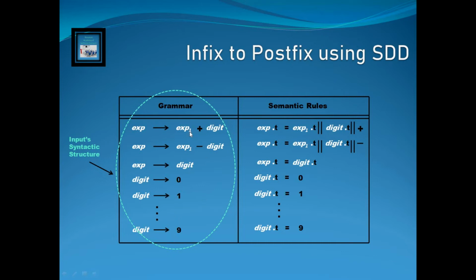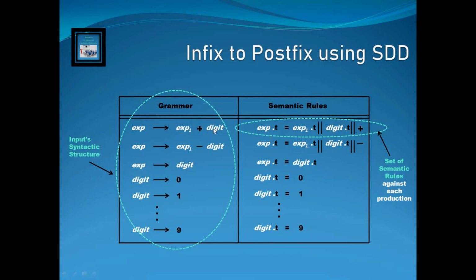Here 1 is written as a subscript of this expression just to differentiate that the one without subscript is the main expression, and the one with subscript is the sub expression. So it's just for the sake of differentiation, otherwise the production is expression can have the form of expression plus digit.